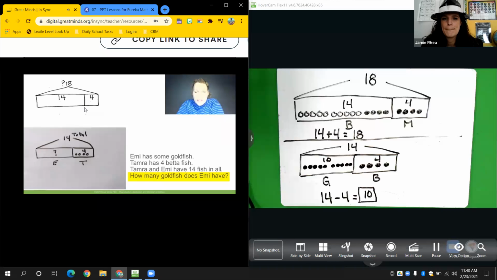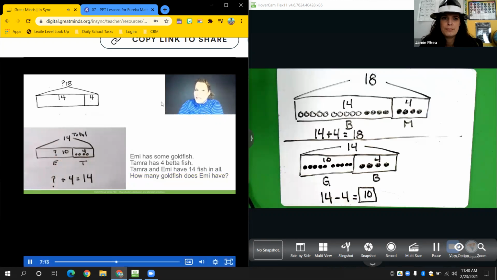How many goldfish does Emmy have? Well, we knew that was going to be our mystery number. So we have something plus 4 equals 14. And I know my 10 plus facts. So Emmy must have 10. Is it okay that we did a subtraction problem? So this shows us that the first story problem is the one that matches the tape diagram.